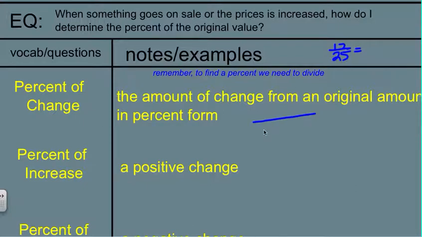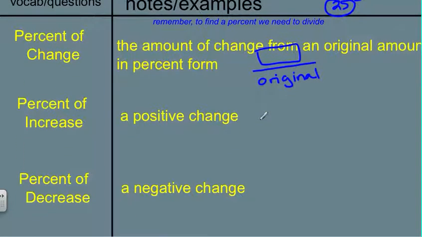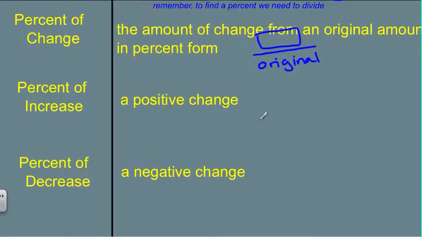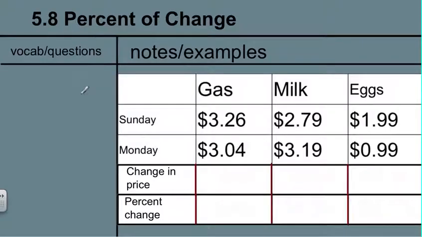I want to find my original price on the bottom. How much was it out of? Just like my test, how much is my test out of? And then what was the change? Did it go up? Did it go down? And by how much did that happen? To have a percent of increase, obviously the price is going to go up. And for a percent of decrease, the price is going to go down.